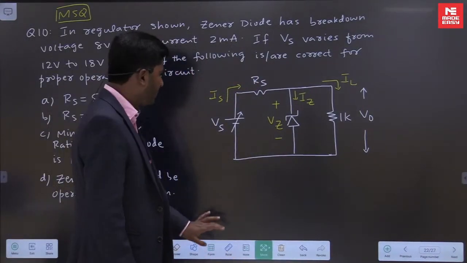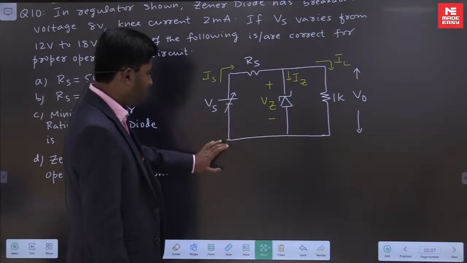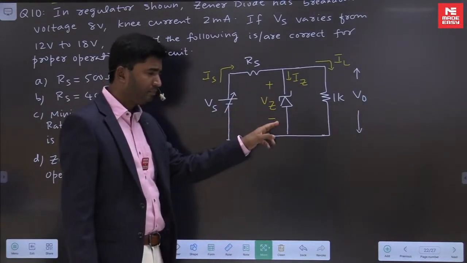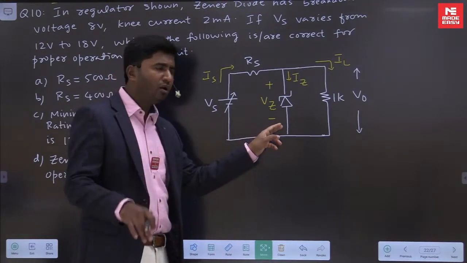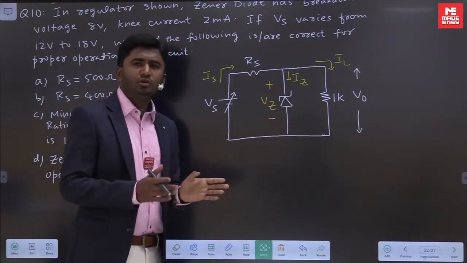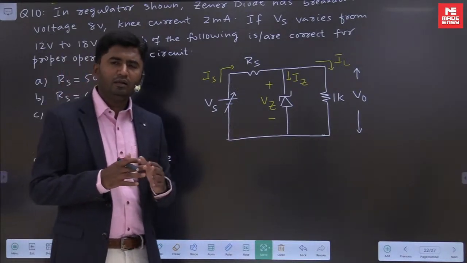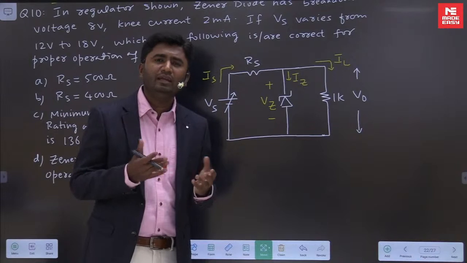So first of all, if the circuit is to act as a regulator, the diode should be in breakdown, and to keep the diode in breakdown, current in the diode should be at least equal to knee current. Okay, current in the diode should be at least equal to knee current.